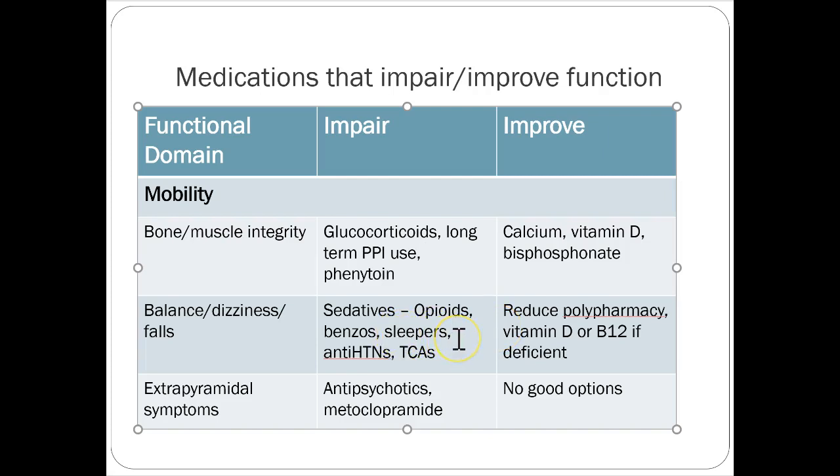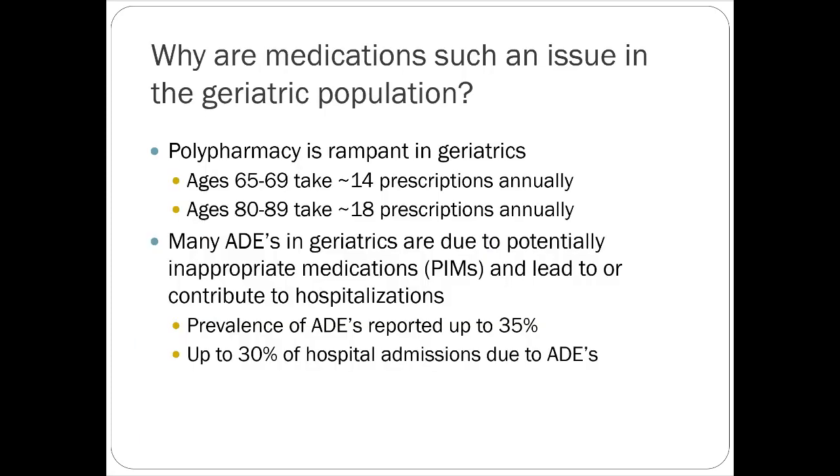Sleeping medications. We'll do a whole lecture on sleep, talk about drugs like Ambien, but those would be big ones too. Okay. We won't talk about extrapyramidal symptoms. That's more of a psychiatric thing. We'll come back to that next module. So don't worry about that right now.